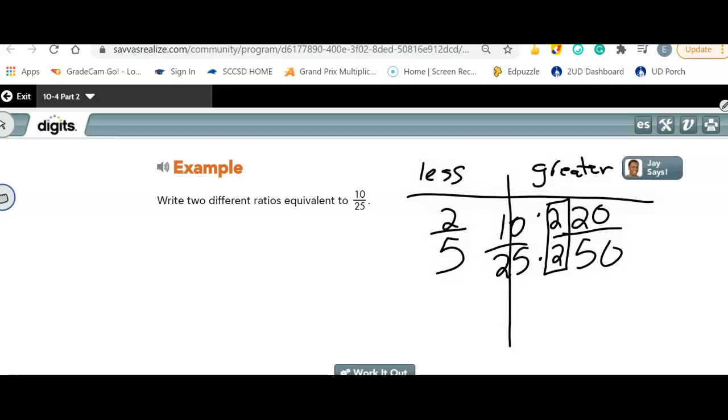What did you do to get 2/5? Rogan? Divided by 5/5. There you go. Which is the same thing as 1. Any number divided by 1 gives you the same answer.